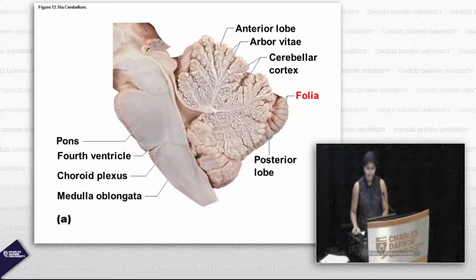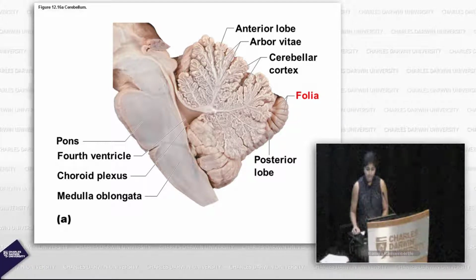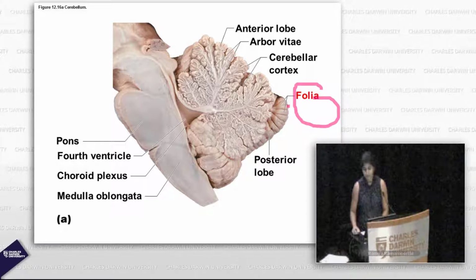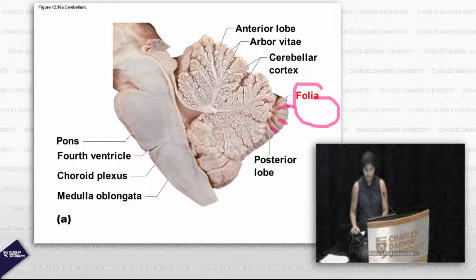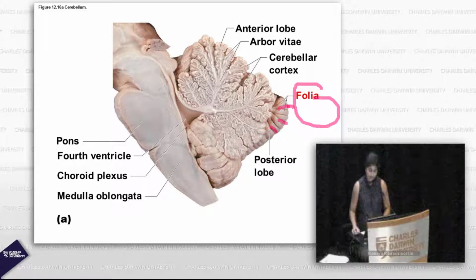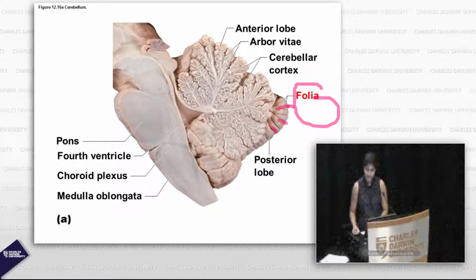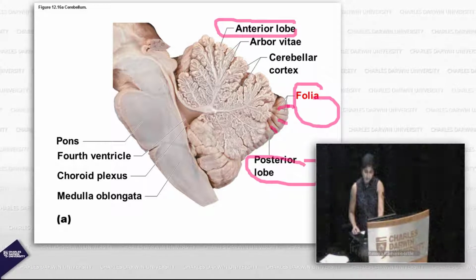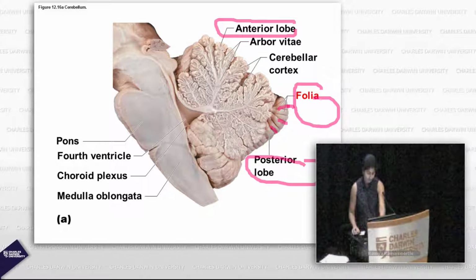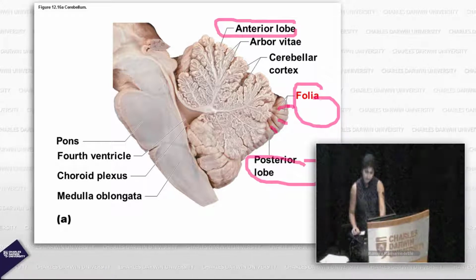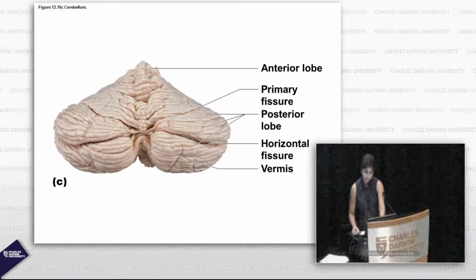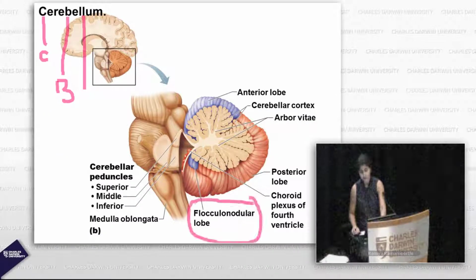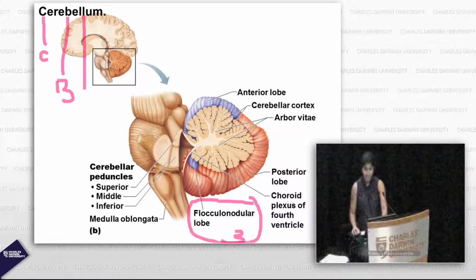So folia. This is the leaf-like structure that you see here. That's called folia. And then you have the different lobes here. You see your anterior lobe. This is your posterior lobe. And this is the other lobe. Can't see it here. The other lobe is not seen in this view. But in the next slide, I think we'll see that. So you can see here the flocculonodular lobe.